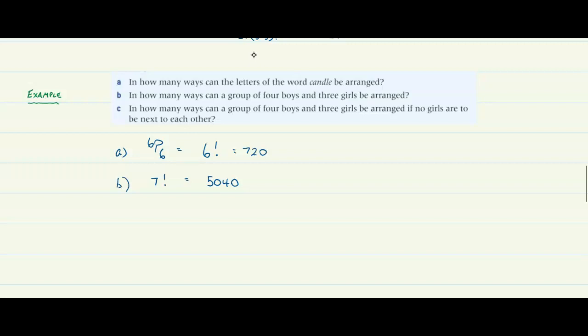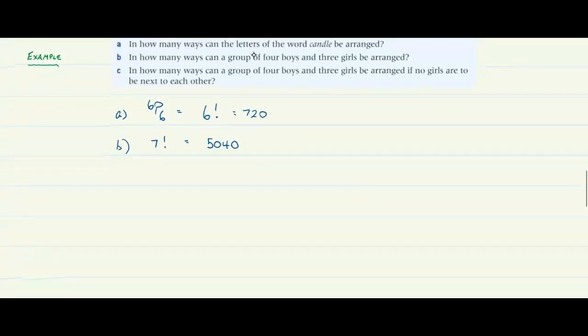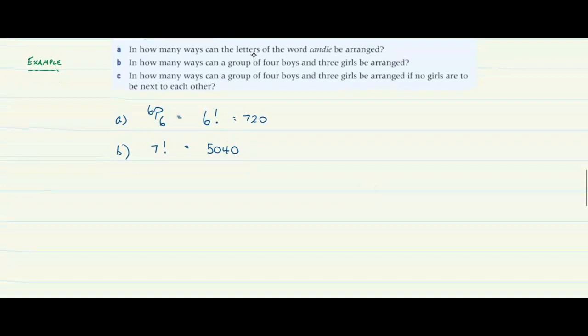In how many ways can a group of 4 boys and 3 girls be arranged if no girls are to be next to each other? This requires a little bit of technique. So there are 4 boys and 3 girls, and the girls can't be next to each other. Sometimes you've just got to sit back and look at a technique and then use it when you see this sort of question, because this is quite a common type of question.